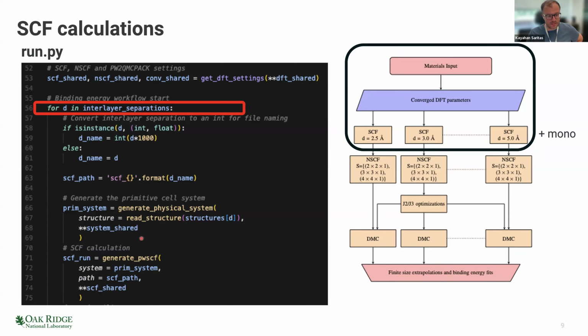So in here, what we have is this get DFT settings, which is a function that is being called by the run_library.py, which is importing all the settings that you need to use for the SCF and NSCF and the conversion of the orbitals from an NSCF calculation to a B-spline format that can be run using QMCPACK.